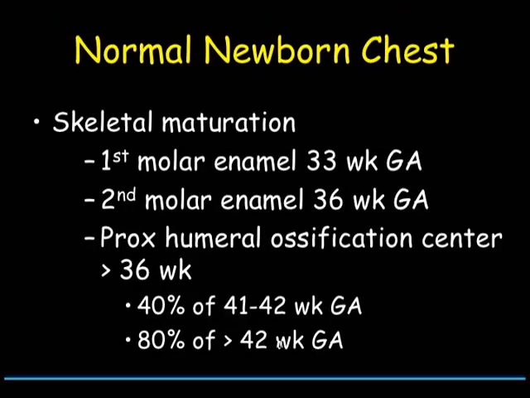We can try to determine the child's age by looking at a chest x-ray, by looking at the skeletal maturation. The first molar ossifies at 33 gestational weeks. The enamel is ossifying. The second at 36 weeks. And the proximal humerus will ossify at more than 36 weeks, with about half of kids having ossified humeral heads at birth and about 80% who are post-term.